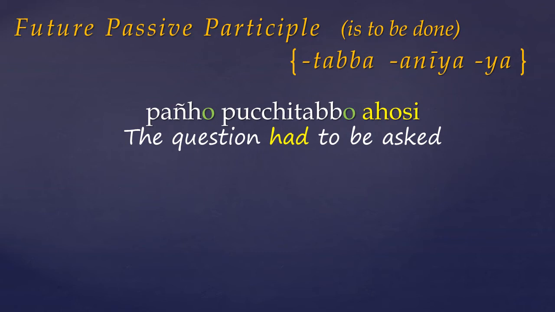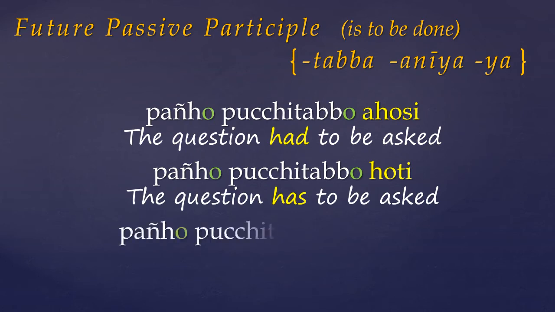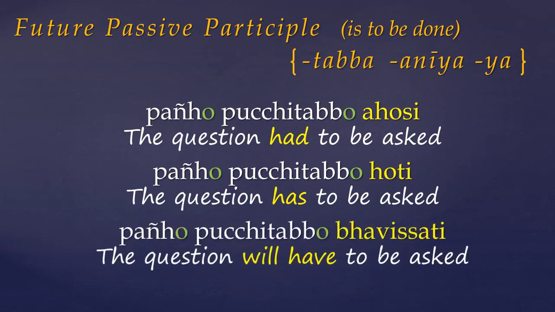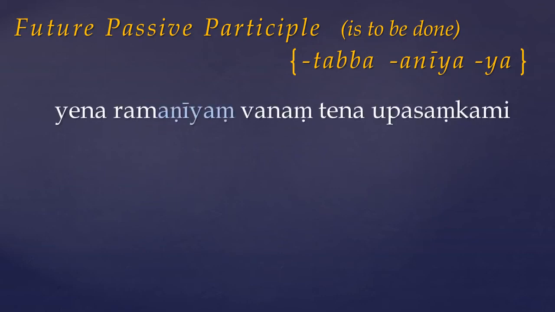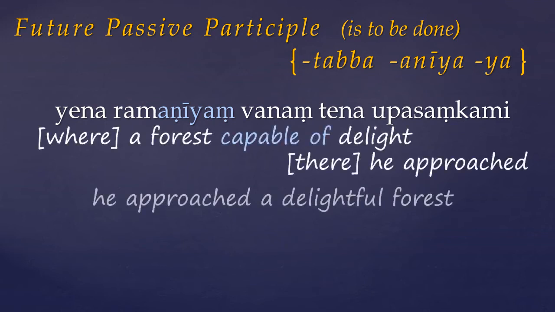So we can form the question had to be asked, the question has to be asked, or the question will have to be asked. Thus, by using different forms of the verb to be, we can produce different tenses. And if you need a refresher on verbal tense and aspect, see the videos appearing above. And as well as obligation, the future passive participle can express a wide range of meanings, from capable of, prone to, or fit for. And in the neuter it can also be used as a noun.